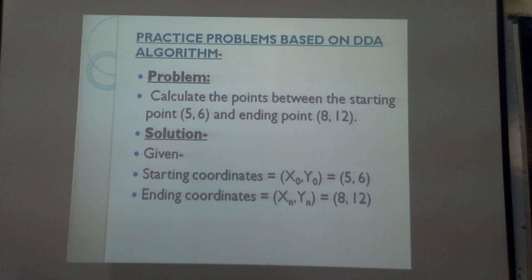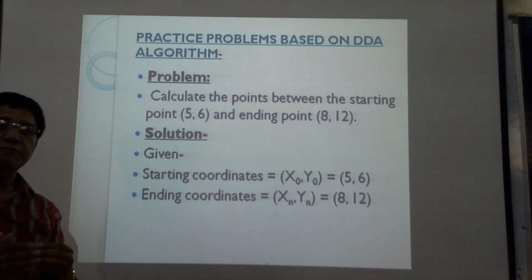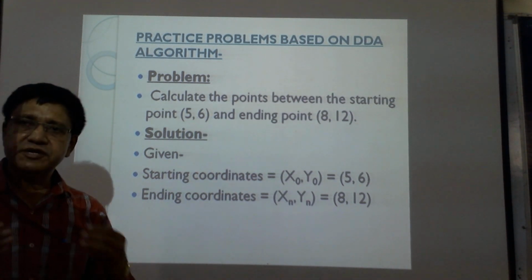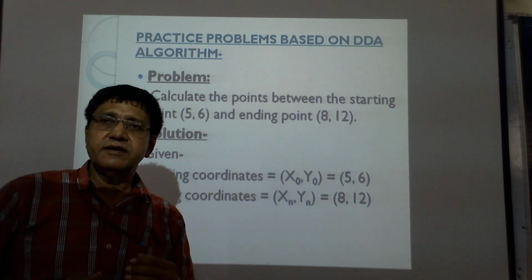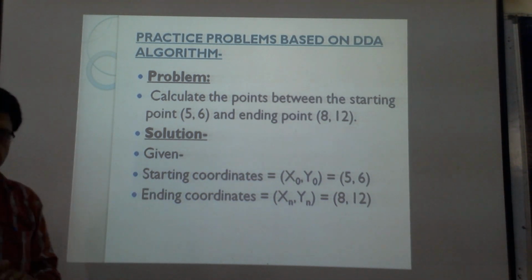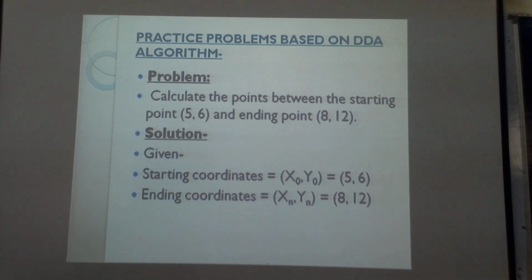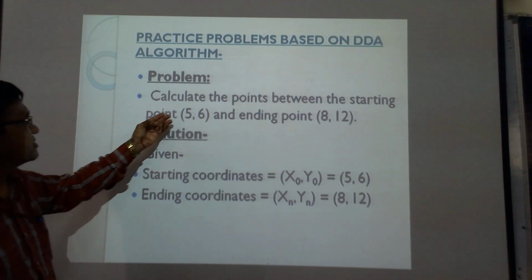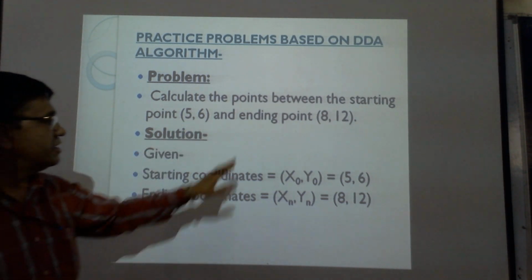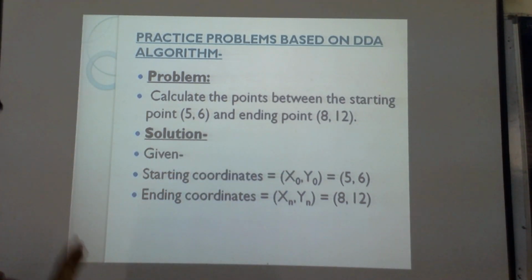Now I will discuss one real problem: how to generate lines, and when the starting point and ending point are given, how to calculate the intermediate coordinates, so that we can draw the line using the intermediate coordinates and the DDA algorithm. See, the question is: calculate the points between the starting point 5, 6 and the ending point 8, 12. These are given in the question.